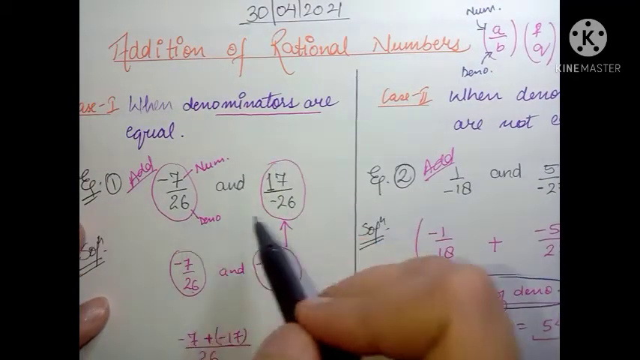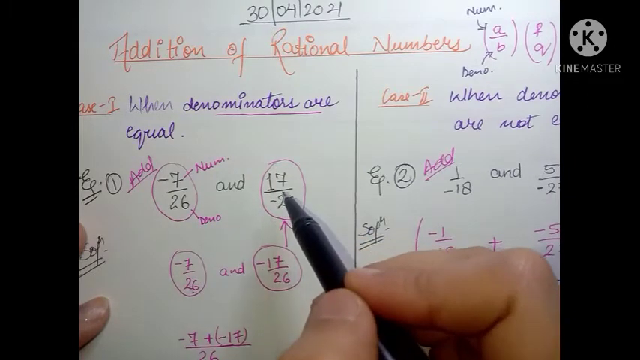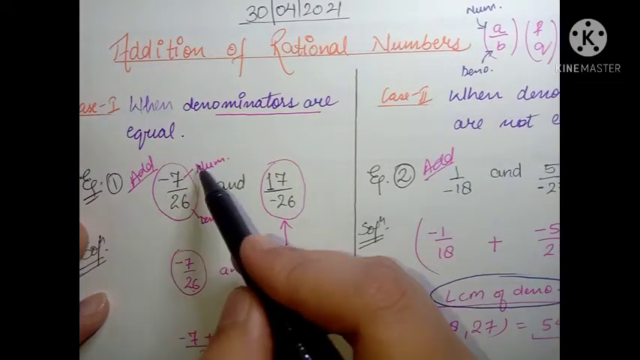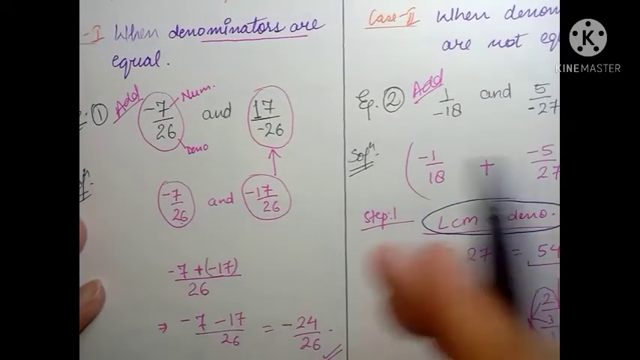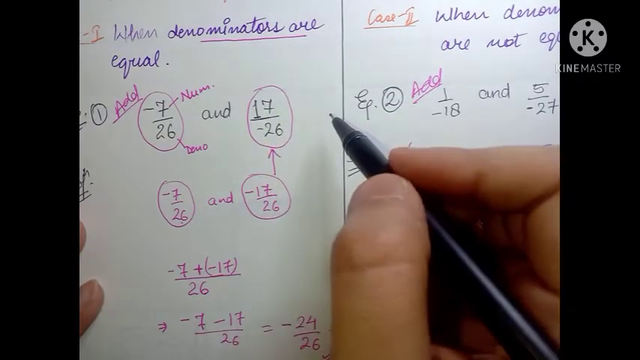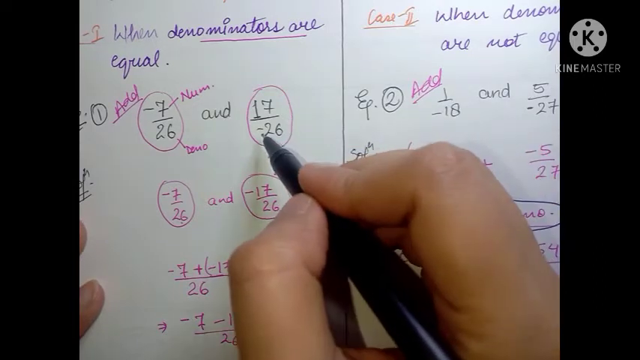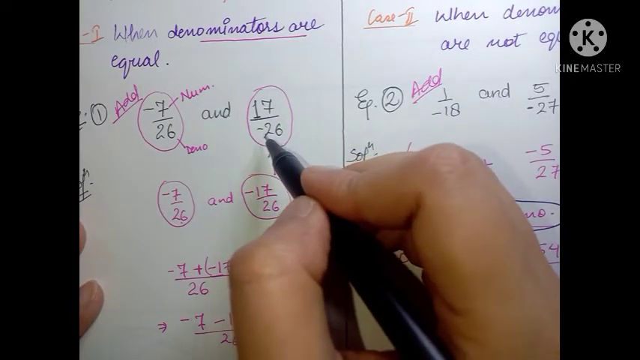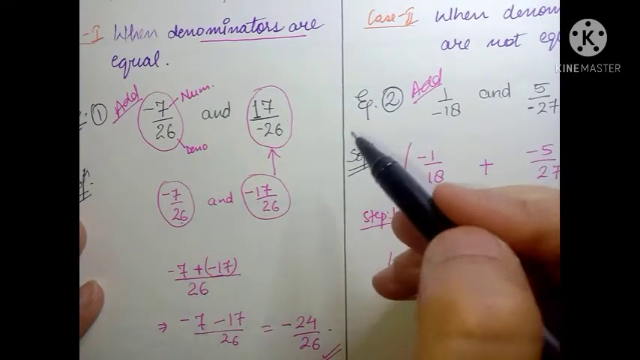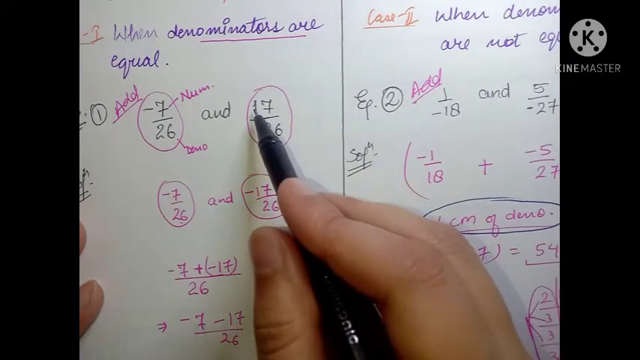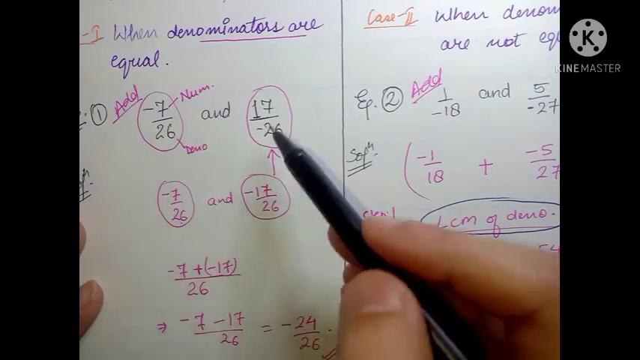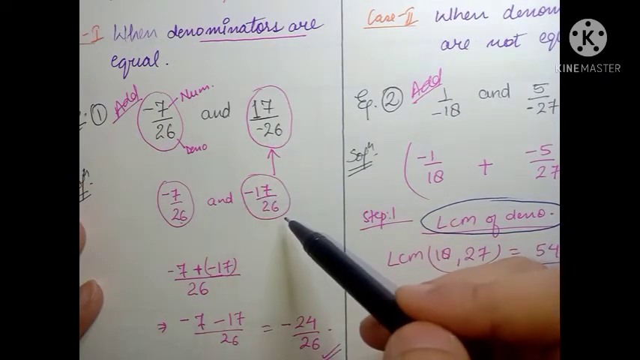Okay, so we have taken this example, minus 7 upon 26 and 17 upon minus 26, and we have to add them. We know that this is the numerator here and this is the denominator here. But first, let's see that this is not in standard form. What is standard form? I have explained it in the previous video. Simply shift this minus, which is in the denominator, to the numerator to put this in standard form. So now we get minus 7 over 26 and minus 17 over 26.